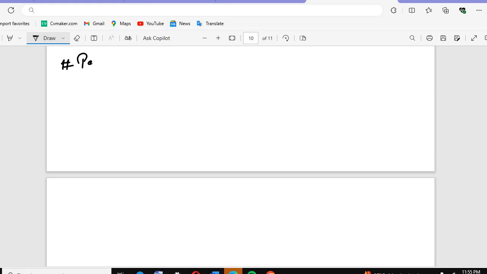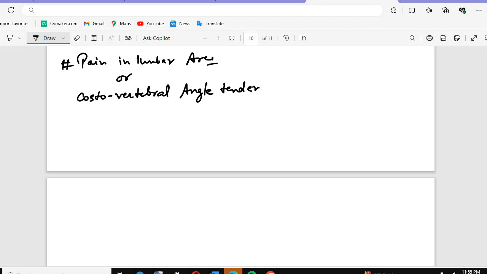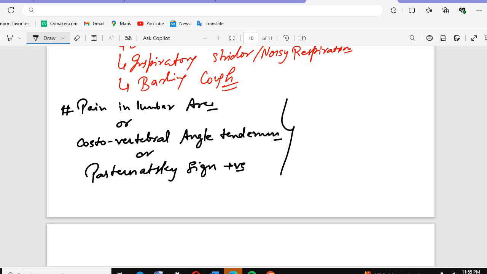If there is pain in the lumbar area, we can normally call this condition lumbalgia. Sometimes along with that they can give costo-vertebral angle tenderness. Costo-vertebral angle tenderness can be there, or we call this condition Pasternatsky sign positive. So we can suspect these conditions are possible.